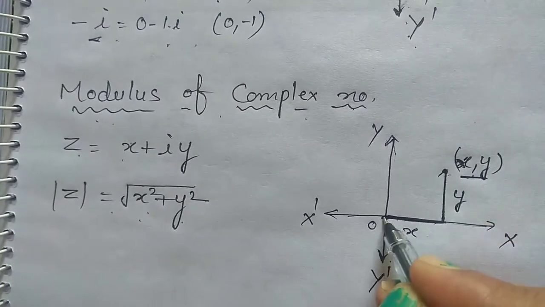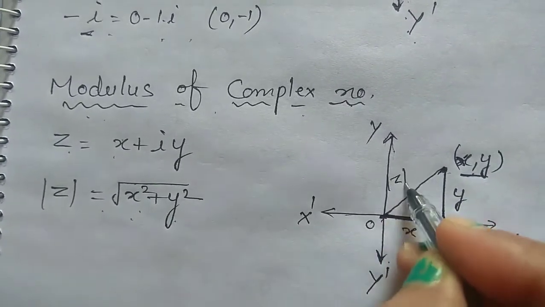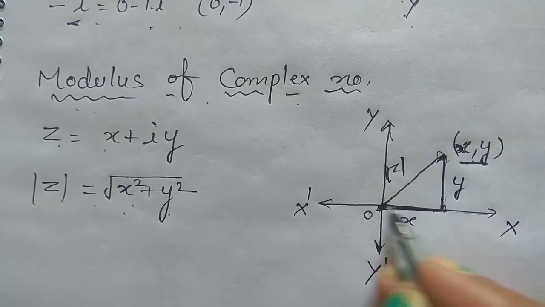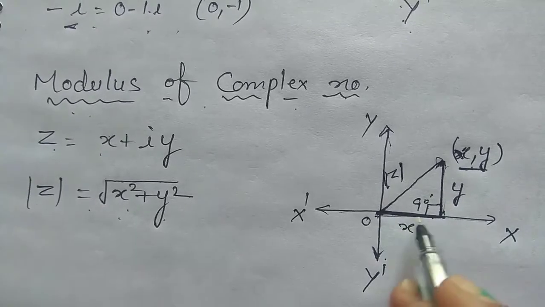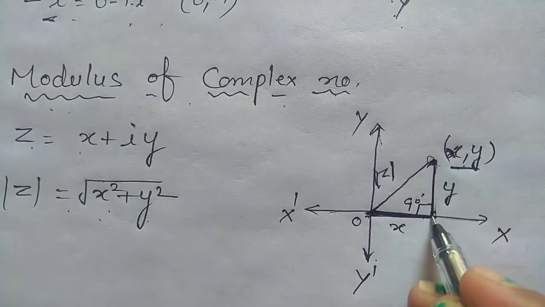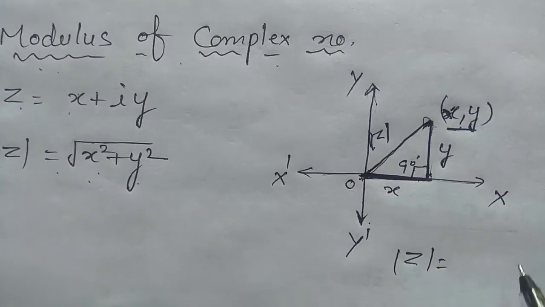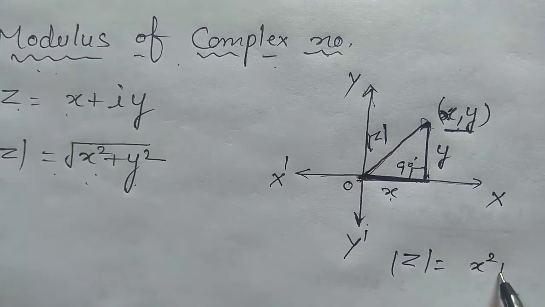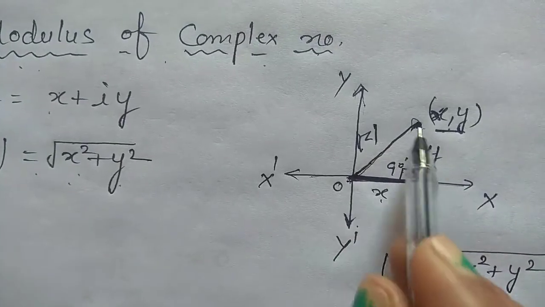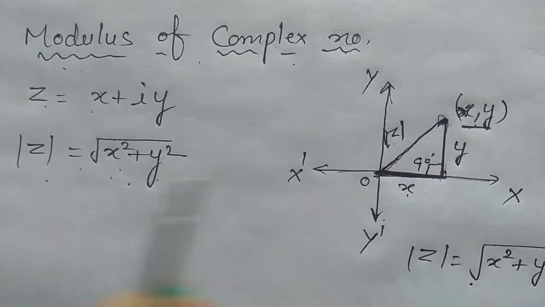And the modulus of z means the magnitude of this from the origin, the distance of this point from the origin. So how will we find that? This is a right angle triangle, and this angle is 90 degrees. So according to Pythagoras, this is the base and this is the perpendicular, and we can find the hypotenuse. So the modulus of z is the square root of base square plus perpendicular square. Hypotenuse means the square root of base square plus perpendicular square. So this represents the modulus of z.